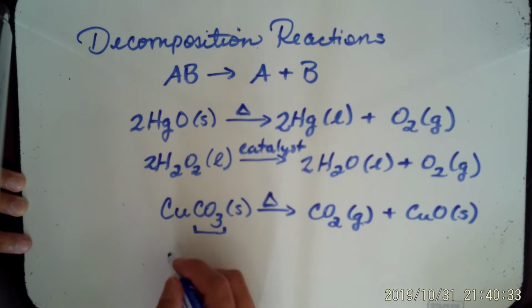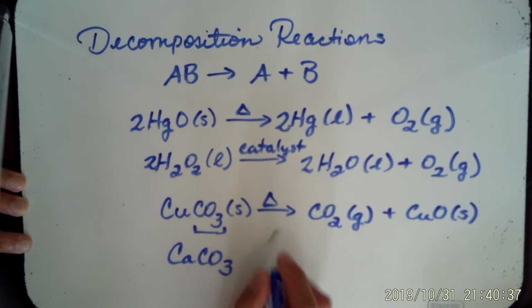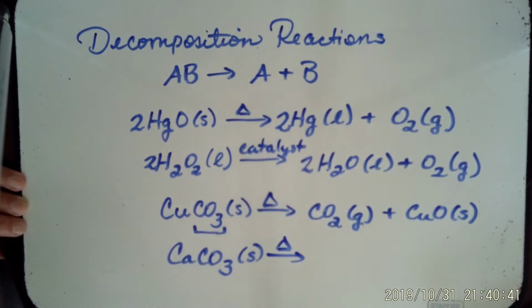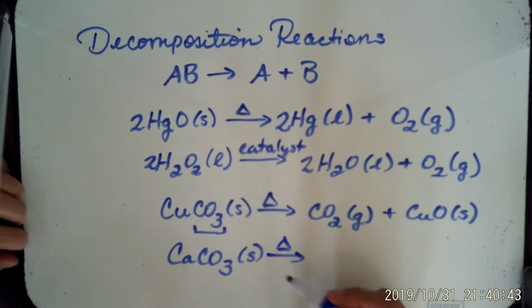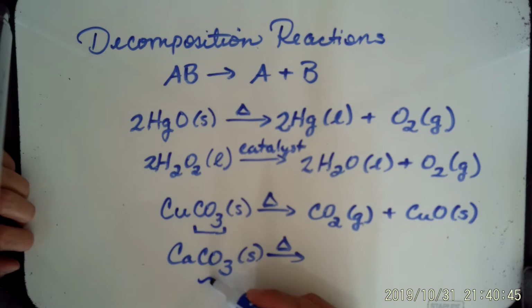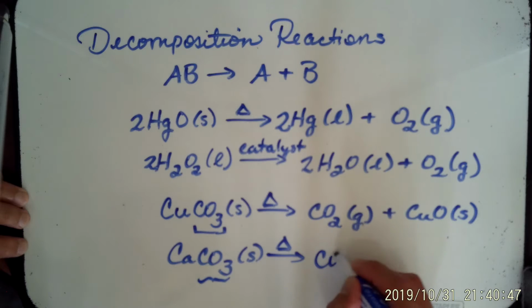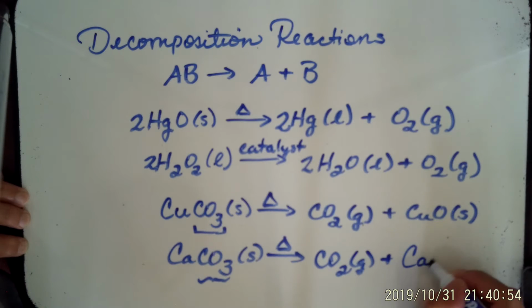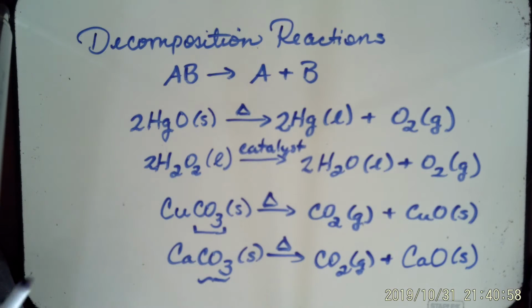So if I give you something like, let's try this one, calcium carbonate, what do you think would happen when we heat it up to decompose it? Well, here's my carbonate. So we know we're going to form carbon dioxide. And then I have an oxygen and a calcium. So we form calcium oxide as my other product. So those are typical decomposition reactions.